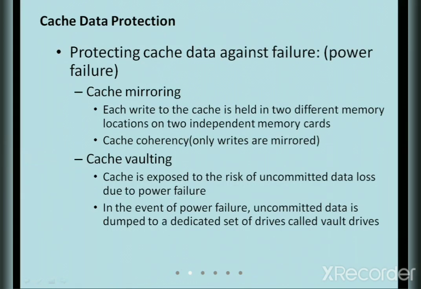Moving to the next one: how do I protect the data in the cache? As I said, in the write back cache, there might be the possibility that the cache gets corrupted, or whenever there is a power failure, the cache may not work. Then how do I recover? There are two concepts they apply. The first one is cache mirroring, and the second one is cache vaulting. Okay, so the first one is cache mirroring.